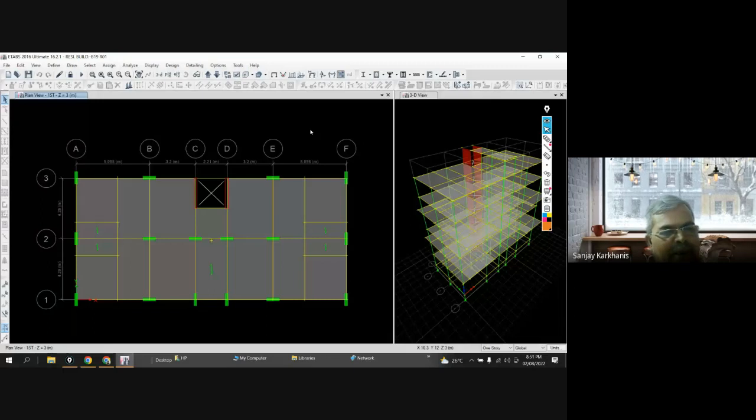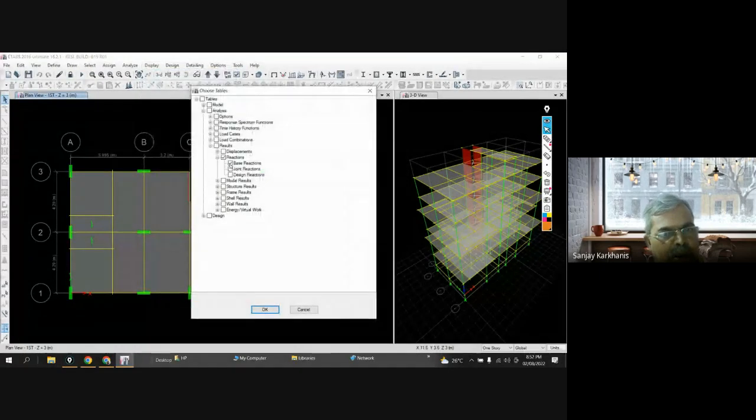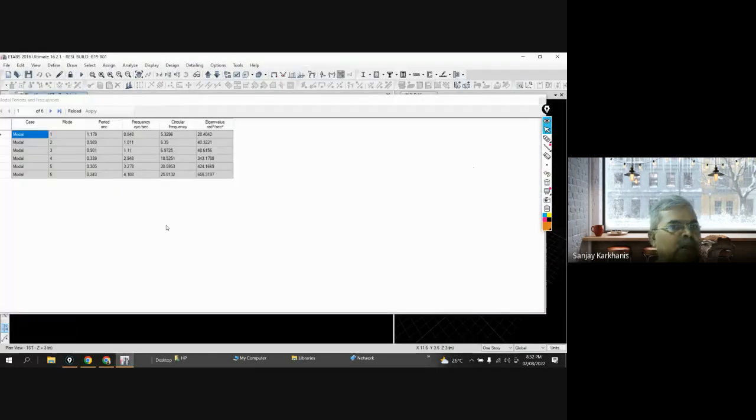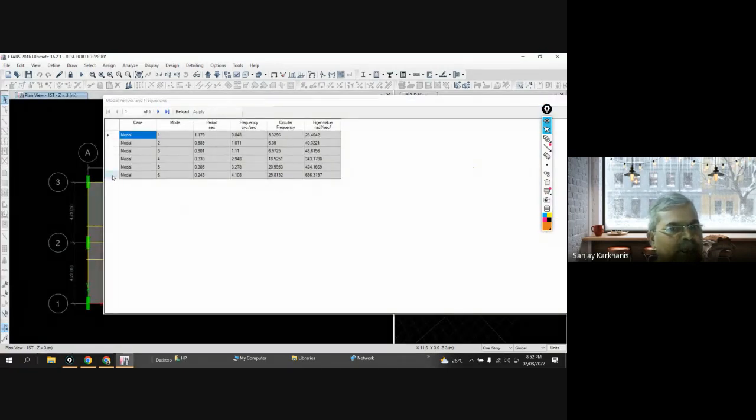Now all these things you can get through your display show table, and under that, instead of the base reaction, now I will go to model results, and in model results, if I go for model period and frequencies, you can check it over here. So there are now only 6 modes. Why 6? Because you asked for 6. Clear?